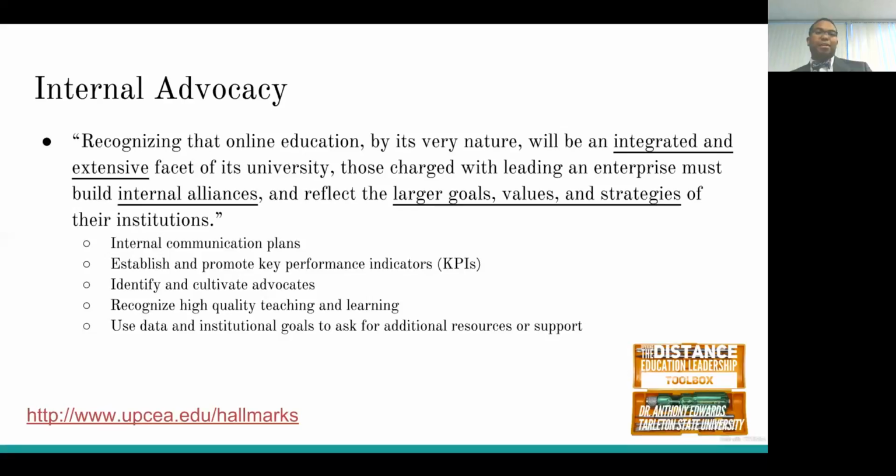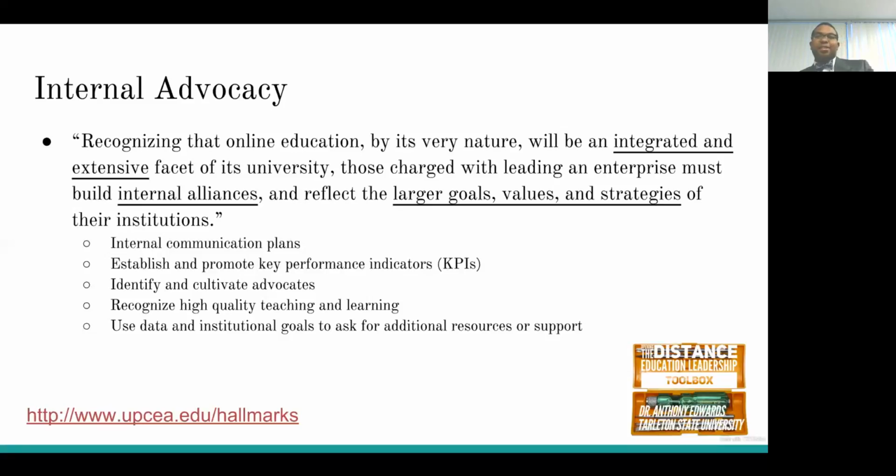Recognize high quality teaching and learning. Many of us do that already, but we just think about ways that we can honor the faculty members for what they're doing, ways that we can encourage, support, and give them some recognition for the great things that they're doing on campus.